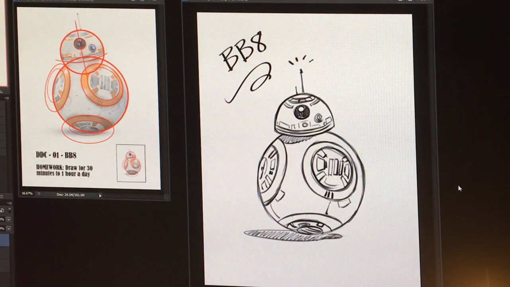How are you feeling about your BB-8? You happy with it? Don't be afraid to go ahead and just draw it again. Go ahead and download the sheet and print it out from my website and practice it throughout the day or throughout the week. Awesome, you did it. If you want to stick around for the Q&A, stick around.